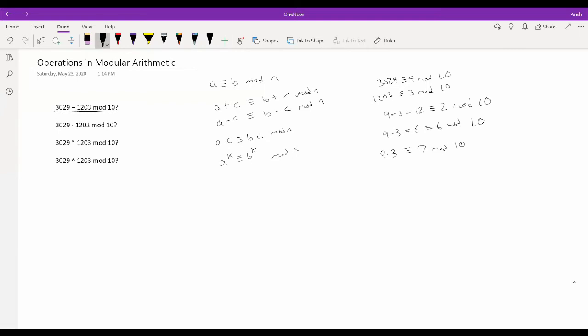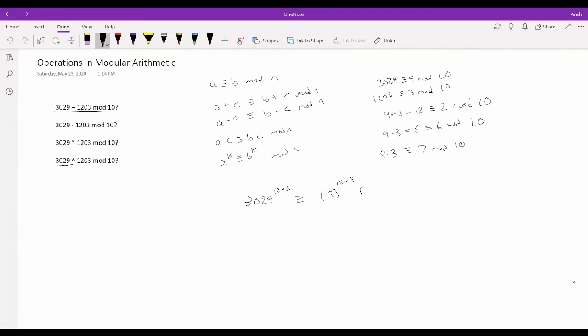And then finally, exponents work in a slightly different way. One might think that you could simply replace the 1203 with 3, but exponents, in fact, are much more complicated and require higher level number theory than the scope of this lecture. But instead of replacing the exponent, we can again just replace the base. So 3029 raised to 1203 would be congruent to 9 raised to 1203 mod 10.